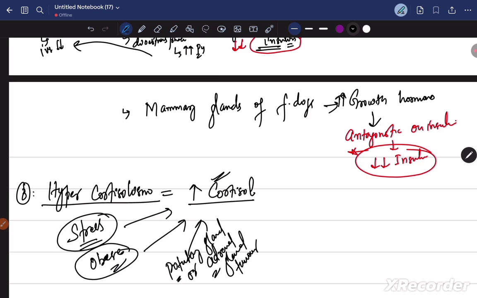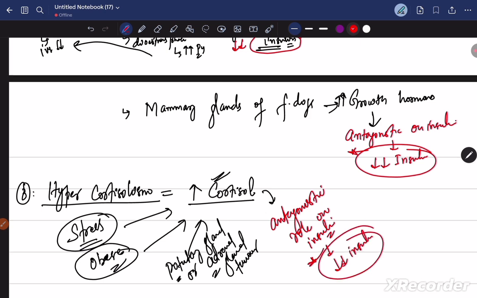And this increased cortisol again has an antagonistic role on insulin. So whenever there is increased production of cortisol, that will decrease the insulin concentration. This is another reason that leads to decreased levels of insulin.